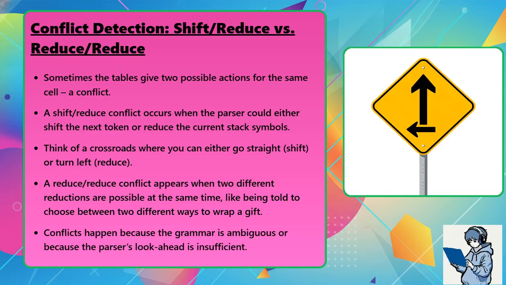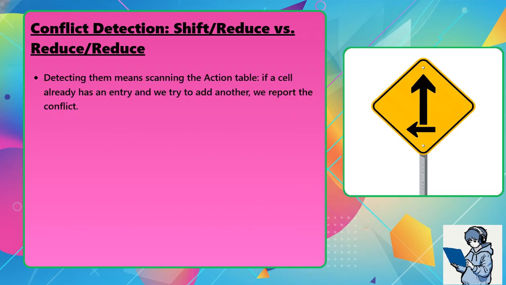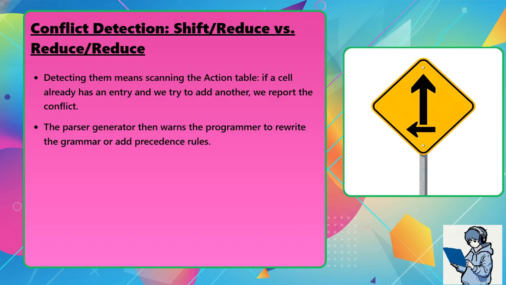Conflicts happen because the grammar is ambiguous or because the parser's lookahead is insufficient. Detecting them means scanning the action table. If a cell already has an entry and we try to add another, we report the conflict. The parser generator then warns the programmer to rewrite the grammar or add precedence rules.